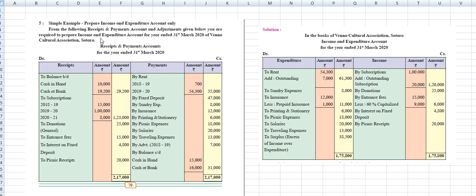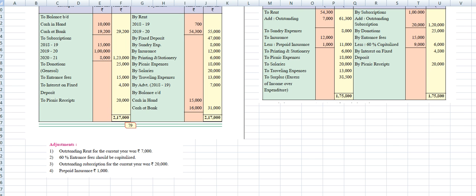In final accounts, you take the trial balance, and using the trial balance we calculate the trading account, P&L account and balance sheet. But using the receipts and payment account, we calculate the income and expenditure account and balance sheet. So what are the adjustments given?